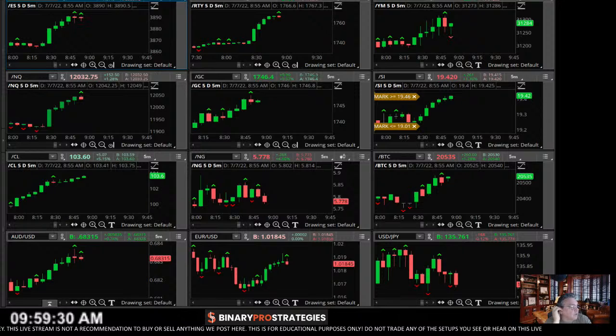Aussie's getting ready to set up for a double buy here, but we're getting up to the top of the hour. See that double buy right there? That's a real good buy setting up on the Aussie US.